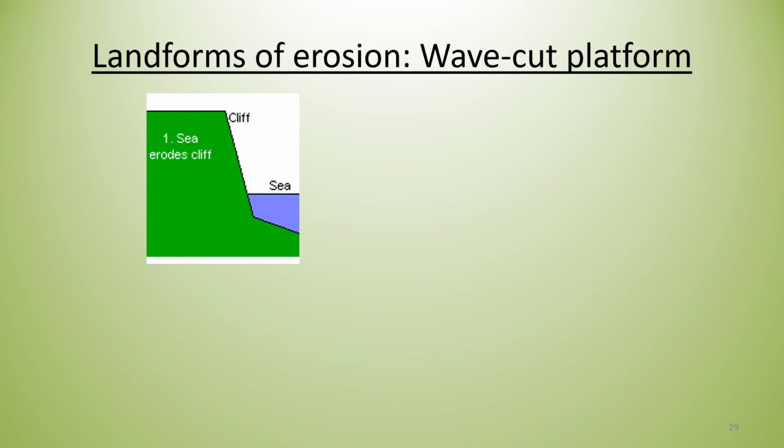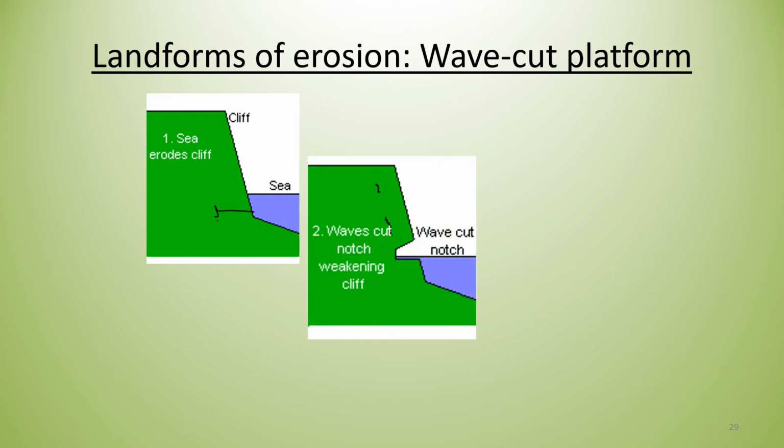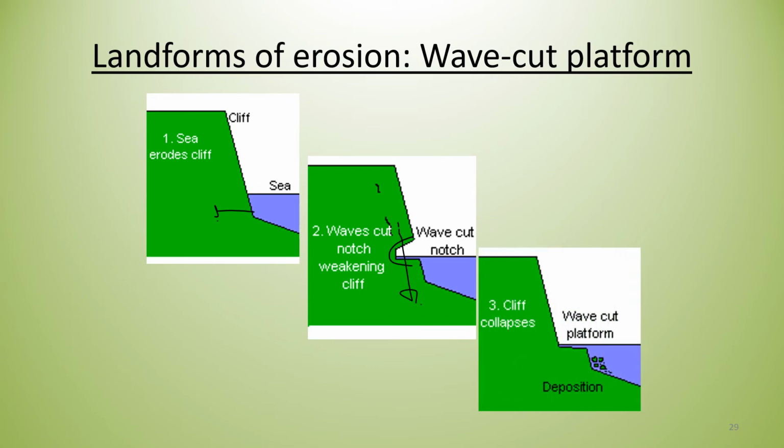At a concordant coastline, we get wave-cut platforms, where at high tide, hydraulic action will erode the base of a limestone cliff. That will create a wave-cut notch, and that land above will become unsupported, so therefore, due to gravity, will collapse. As the water retreats, that leaves this wave-cut platform, and the process will repeat.